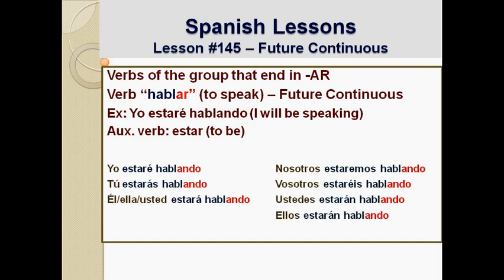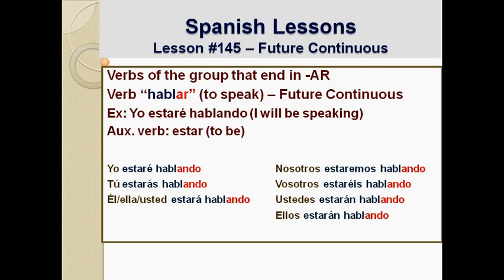We'll begin with the first subject pronoun, I. Yo estaré hablando. I will be speaking. Tú estarás hablando. You will be speaking. Él estará hablando. He will be speaking. Or ella estará hablando. She will be speaking. Usted estará hablando. You will be speaking.